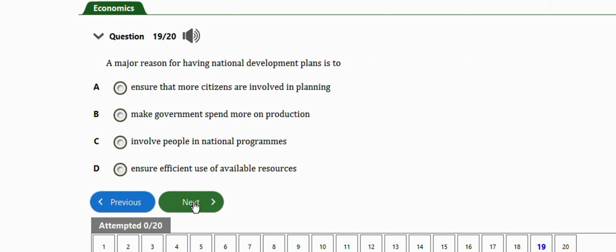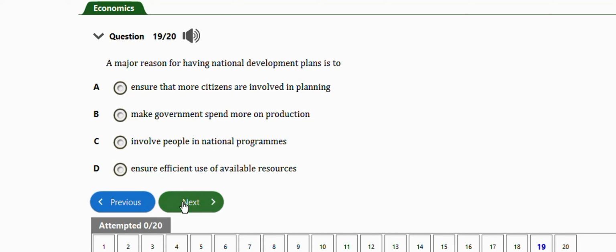Next question is this one. It says a major reason for having national development plans is to have option A, ensure that more citizens are involved in planning, make government spend more on production, involve people in national programs, ensure efficient use of available resources. The right answer is option D, which is to ensure efficient use of available resources.